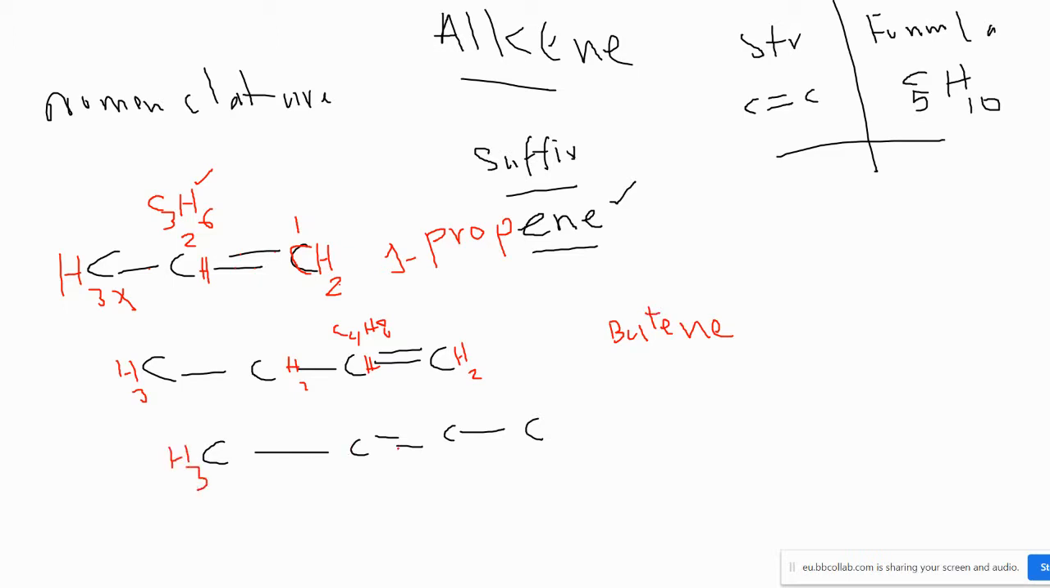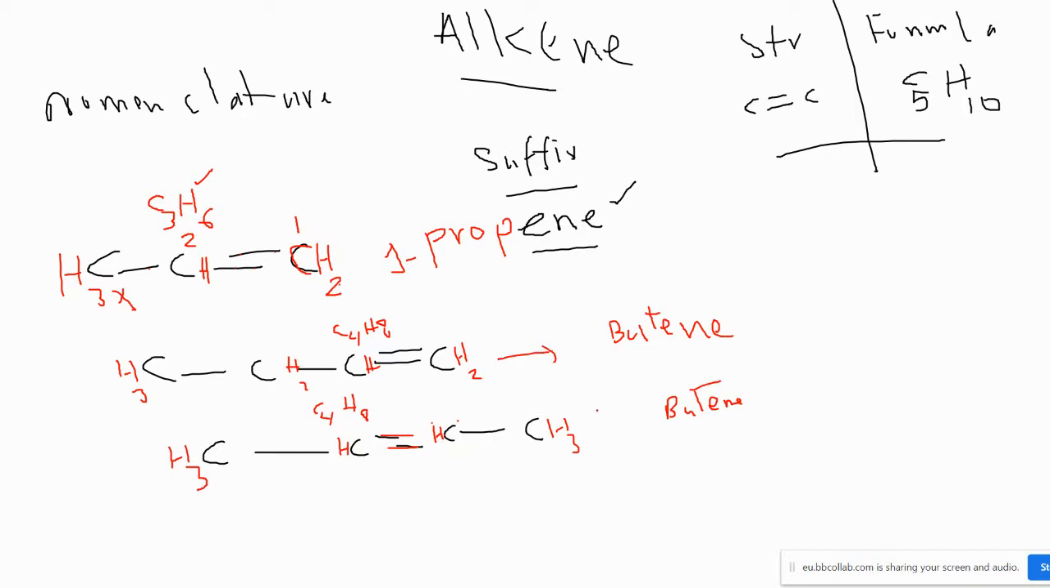CH3. Here, because it is a double bond, we need only 1 hydrogen. And for this carbon, we also need 1 hydrogen. Hydrogen we can write on any side, it doesn't matter, okay? And here we need 3. How many carbons do we have? C4H8. So it is also butene.